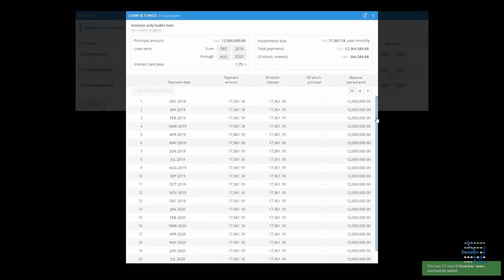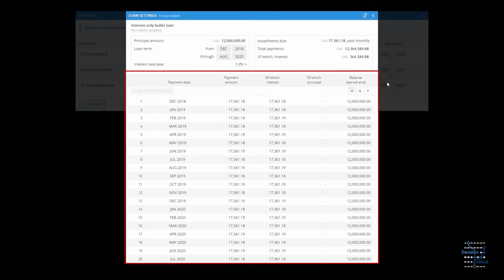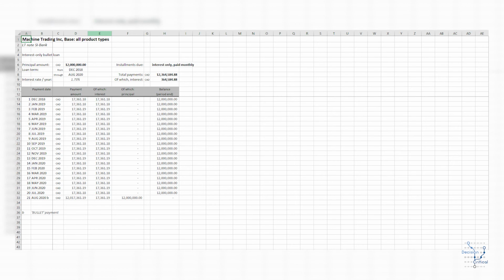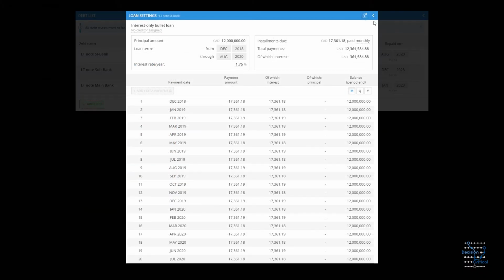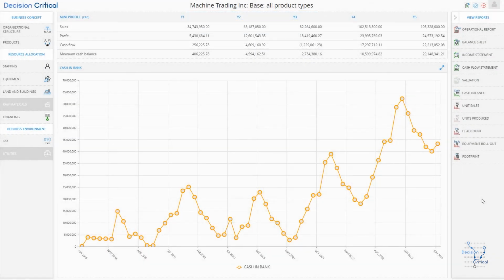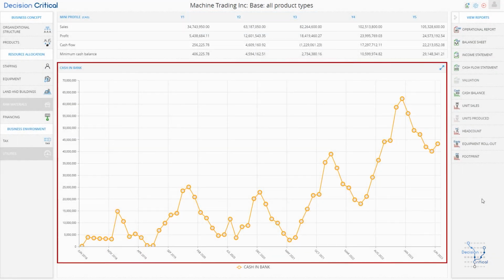In the Debt Card, you can see the system automatically creates the debt amortization schedule based on your inputs. You can export this to a spreadsheet by clicking here. Let us go back to the cash report to see if the loan resolved our cash deficit. Wow! Great news! Seems like our business is no longer insolvent. And so that is how you add equity and debt financing in Decision Critical to avoid future insolvencies.